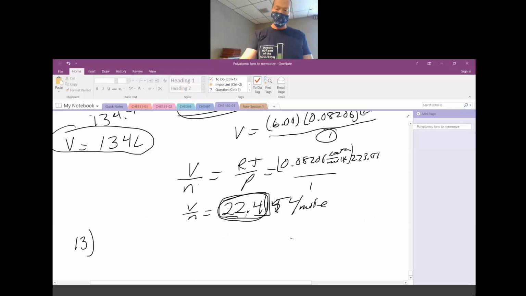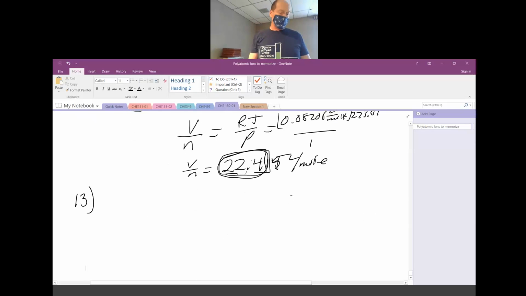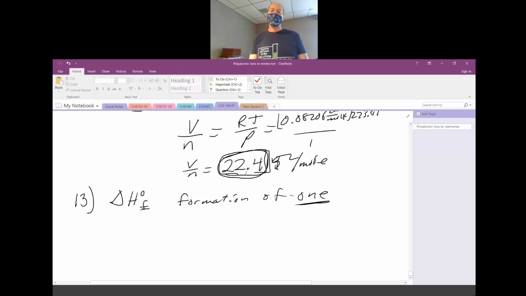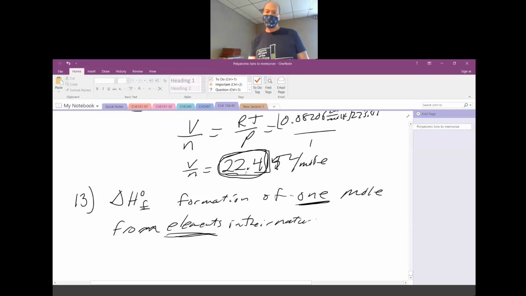For number 13, it says to write the reaction for delta H naught formation of HCN. You have to know the definition of delta H naught formation. That means you're going to be forming, so F is the formation, and it's very clear that it's formation of 1 mole, not more, 1 mole from elements in their natural state, or standard state.